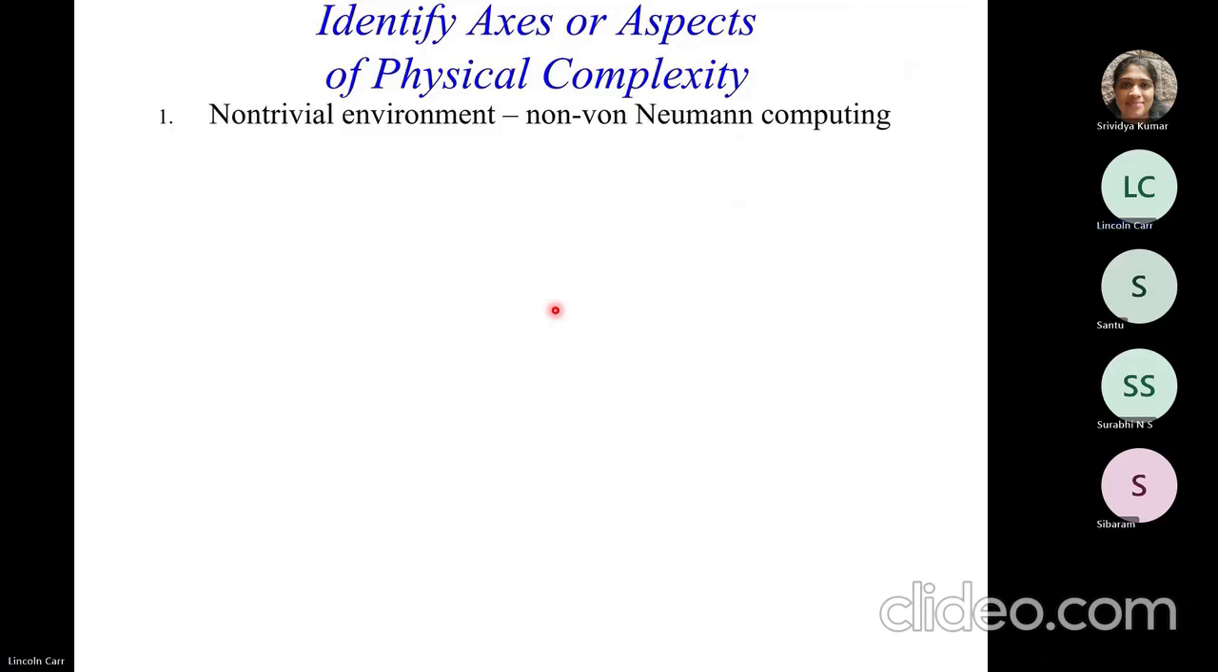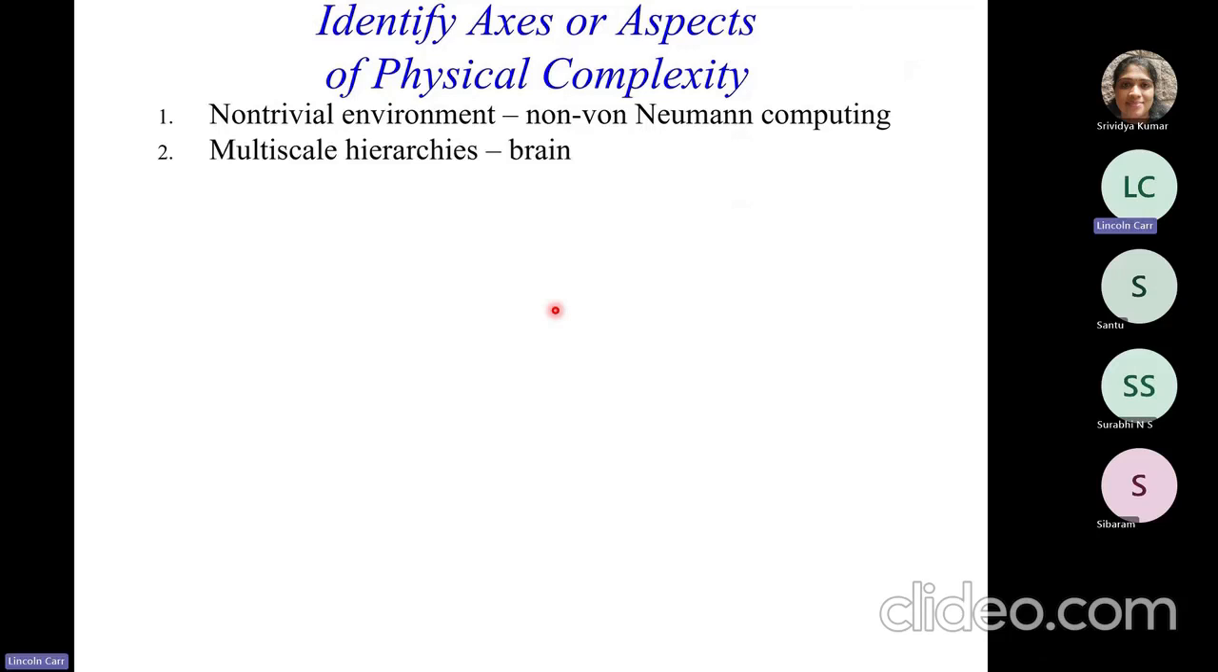So what is complexity? Well, I'm going to give you my personal list. I run this list past a lot of the top complexity scientists in the world, and they think it's not a crazy list. Sometimes they quibble a little bit, but it's a decent list. We're going to identify 10 axes or aspects of physical complexity. The first is a non-trivial environment.